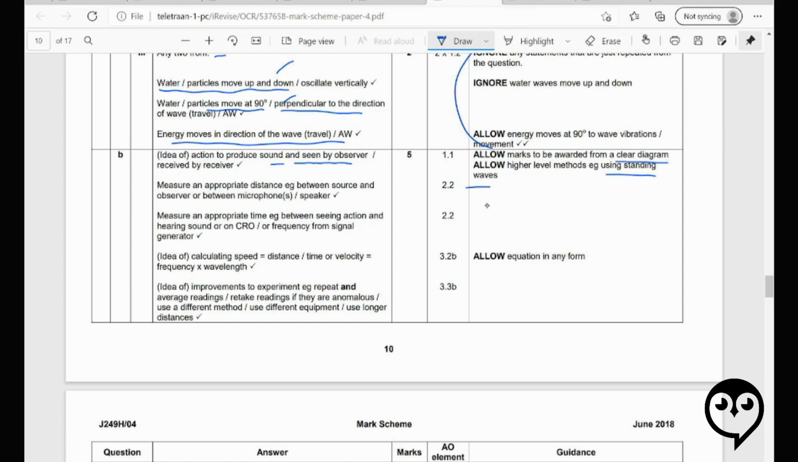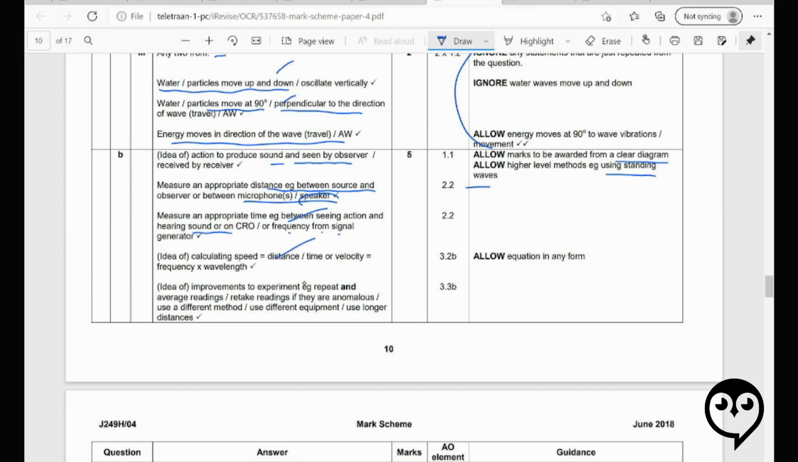Using standing waves. Oh, interesting. Okay, yeah, you could do it that way as well. Right, measure appropriate distance. Yeah, so we talked about doing that before. Talked about measuring devices. Yeah, it'll be a speaker and a microphone, that sort of thing. Or, just from the home plate. We don't need a speaker in that case, I guess, if it's the baseball. Measure the time.